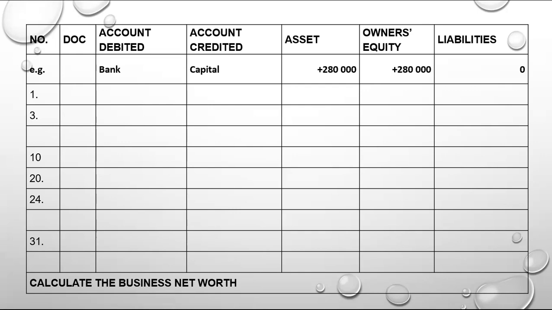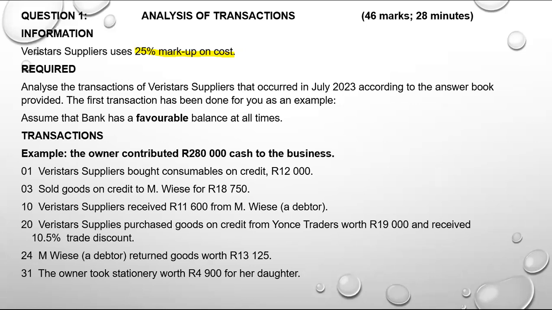Now, let's go to the first transaction. What does it say? It says that various stars suppliers bought consumables on credit. So what did we buy here? We bought consumables. Consumables are an expense. So this is one account that is affected.